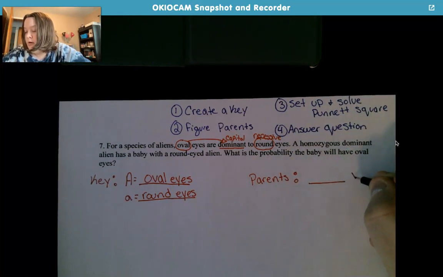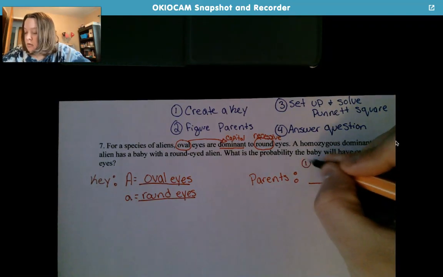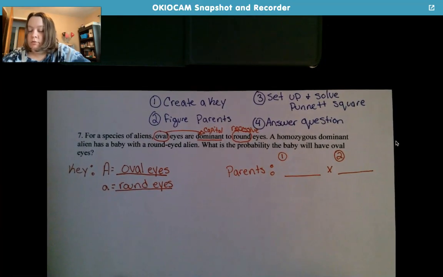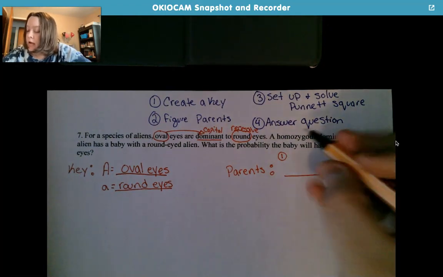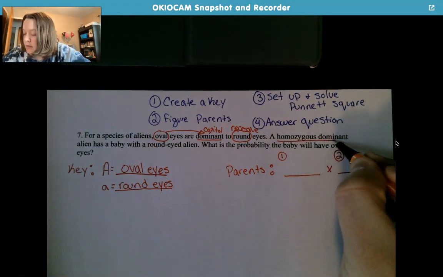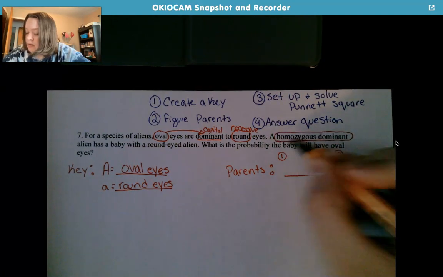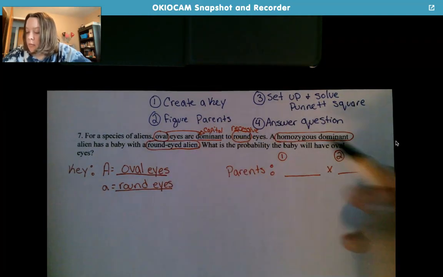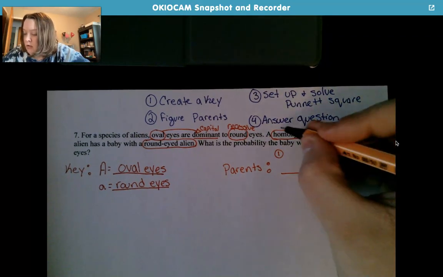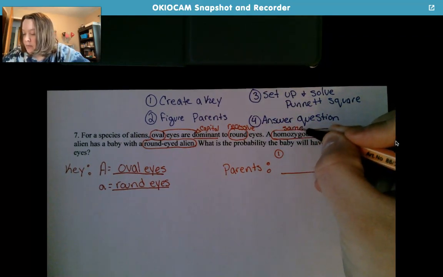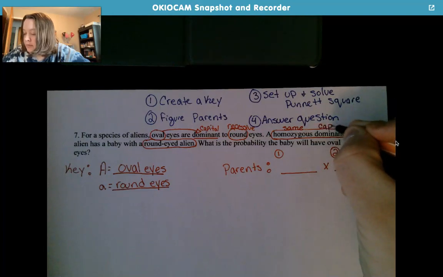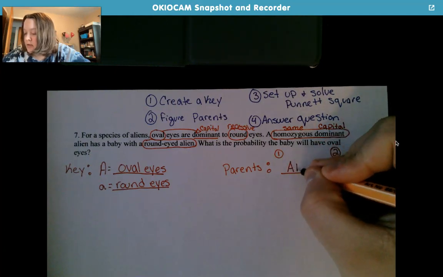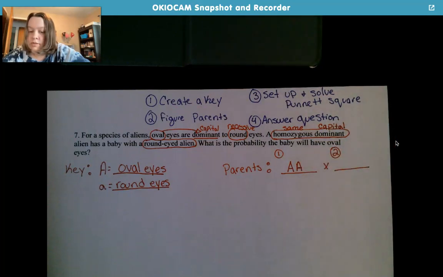Step number 2 is to find out our parents. You're always going to have 2 parents, and each parent will have 2 letters because we have 2 copies of every gene. So each parent will have 2 letters. In this case, it says a homozygous dominant alien has a baby with a round-eyed alien. Those are our parents. Parent number 1 is a homozygous dominant. Homozygous means 2 of the same. Dominant means capital. So homozygous dominant is going to be 2 capital A's, 2 of the same capital letter.